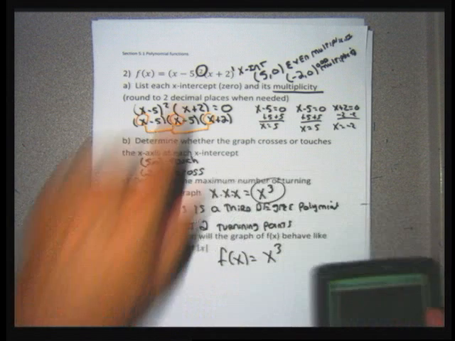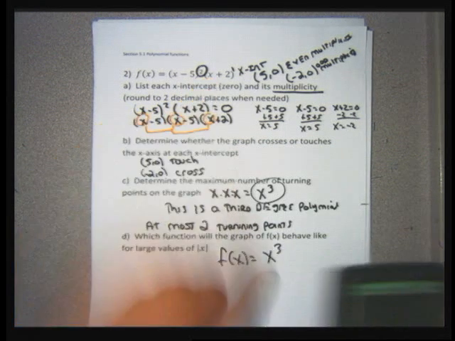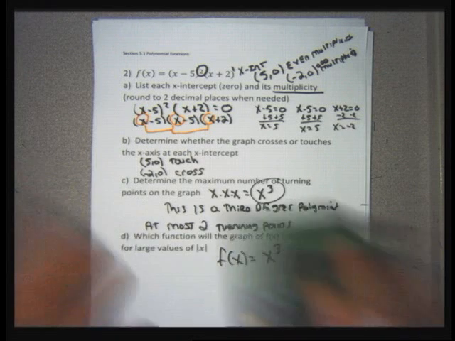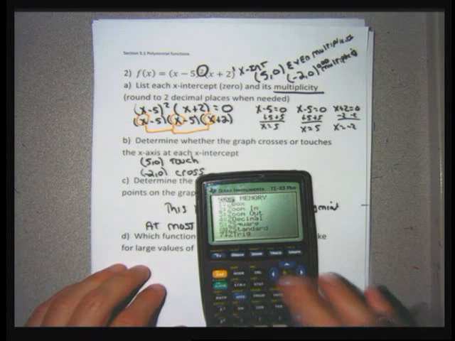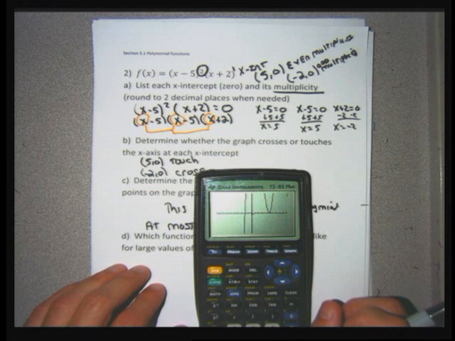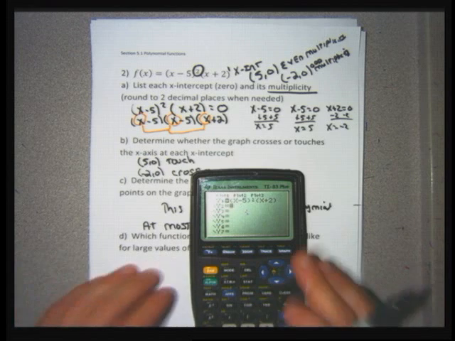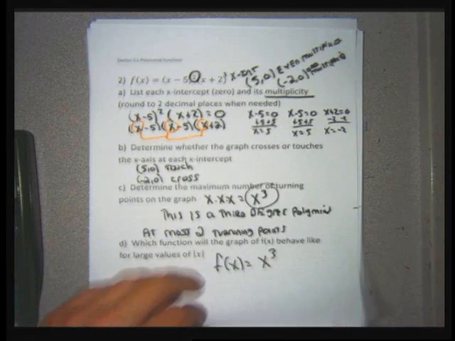So I can say that my graph f of x equals x minus 5 quantity squared times x plus 2 looks quite a bit like the graph of x cubed if I don't use the nice standard window. If I use the standard window, then it's real easy to differentiate the graphs. But in a non-standard blown up window, I see the similarity that we're asked to describe.